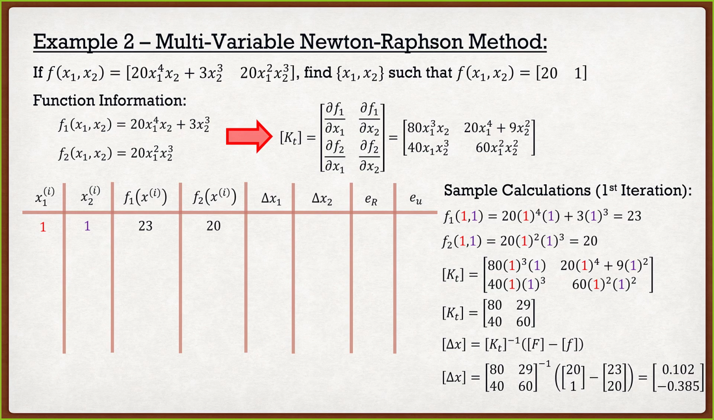I know that f, the value I'm trying to achieve, is 20, 1, and I know that my current value is 23, 20. If I throw all this into Mathematica, MATLAB, whatever you want, I get 0.102 in my first entry and negative 0.385 as my second entry. So my question for you: if I wanted delta x1, the next column, what is my value of delta x1?